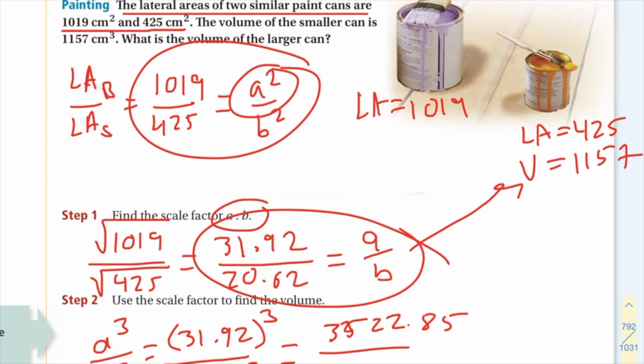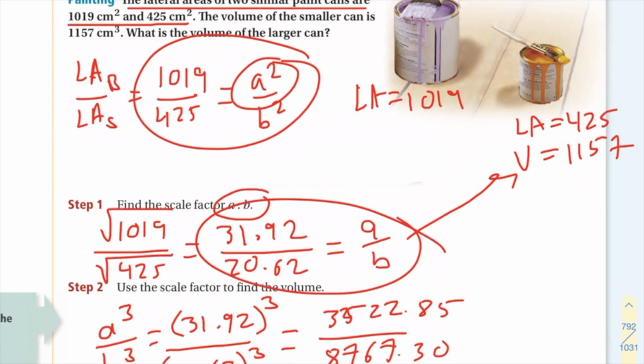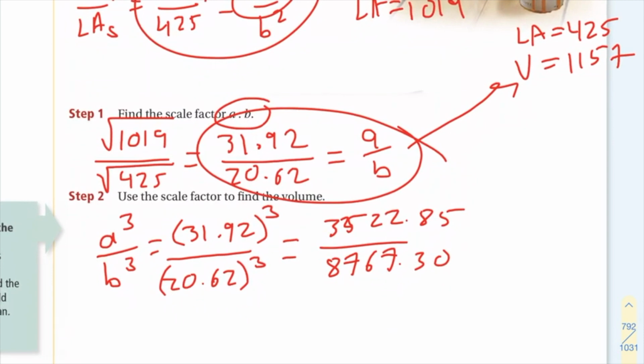Yeah, so notice I made a little boo-boo there, but I'm fixing it now. So 31.92 cubed is this giant number, 32,522, and that's over 8,767. But now we have our ratio of A cubed to B cubed. And we're going to use that ratio now to solve for our answer.